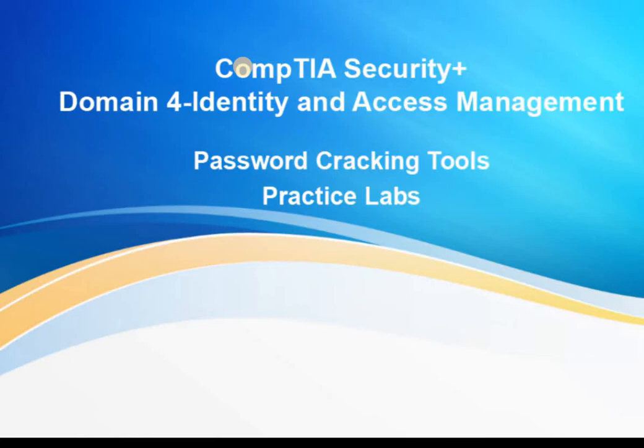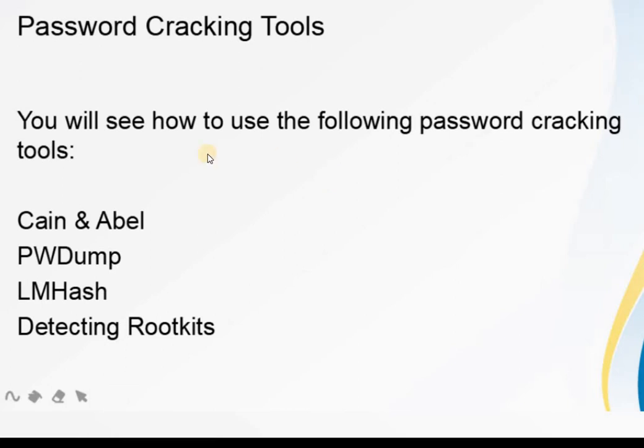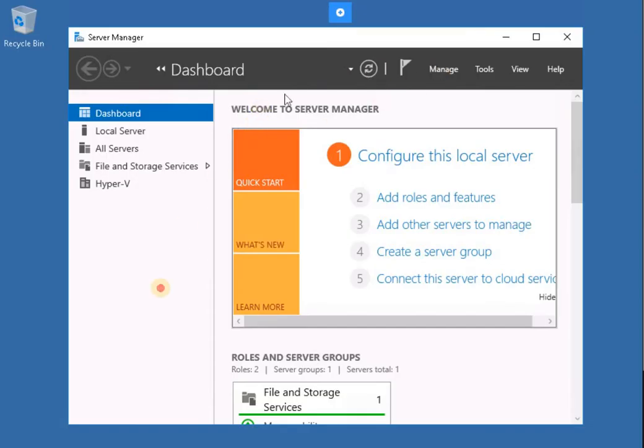In this video, we're going to see password cracking tools, practice lab. Lab requirements: Windows Server 2016 domain controller, Windows Server 2016 member server, Windows 7. So this is the list we are going to see, the list of tools: Cain and Abel, PWDump, LMHash, detecting rootkits. We're going to see how to download, how to install, and how to use them. Okay, so let's go for the practice lab.